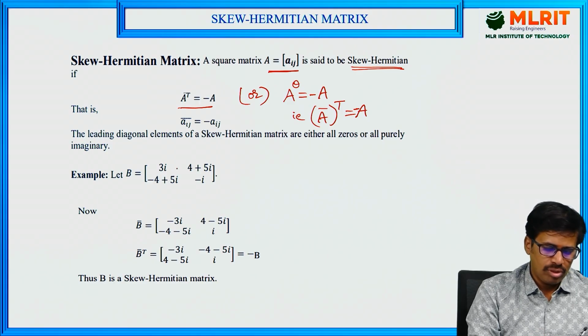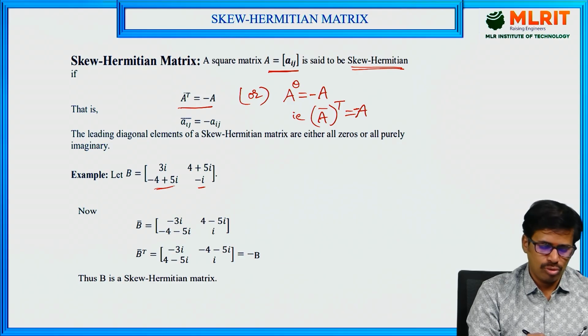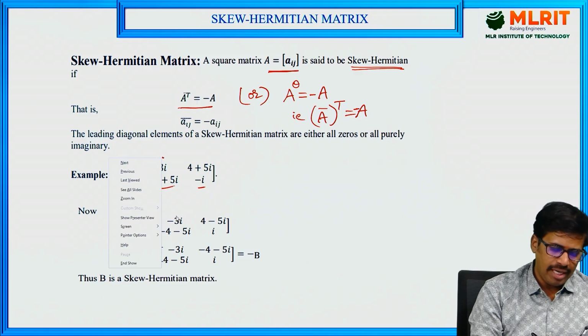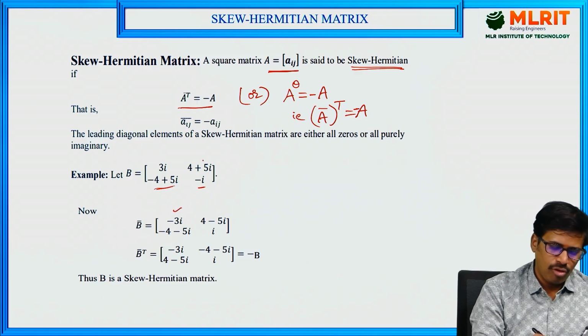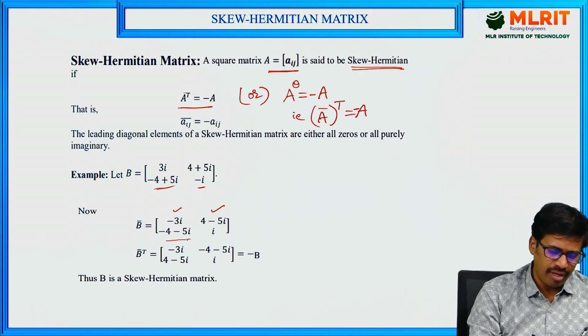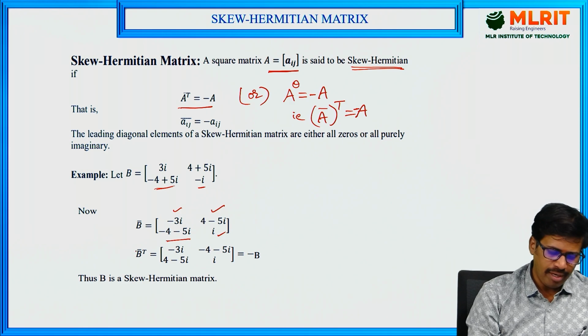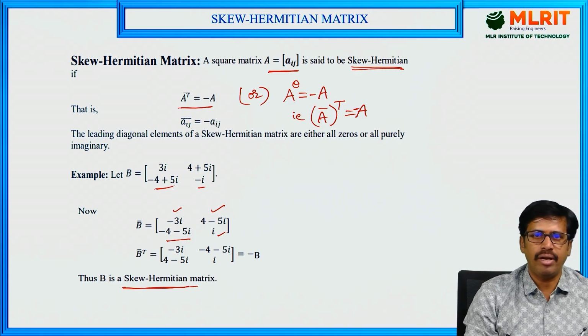Let us take one example, check whether the matrix is skew Hermitian or not. So B equal to [3i, 4 plus 5i; minus 4 plus 5i, minus i]. First of all, we find the conjugate of the matrix, then find the transpose. So conjugate is denoted with B bar, that is conjugate of 3i is minus 3i. Conjugate of 4 plus 5i is 4 minus 5i. Conjugate of minus 4 plus 5i, only we change the sign of imaginary value. Minus i conjugate is i. Now find the transpose, B conjugate whole transpose, that equal to minus of B. So we say that the matrix B is skew Hermitian matrix, right?